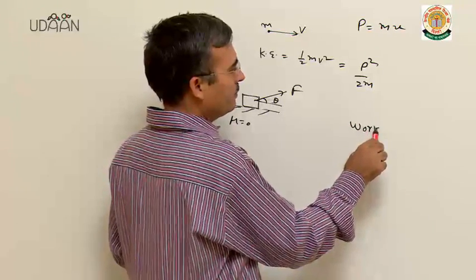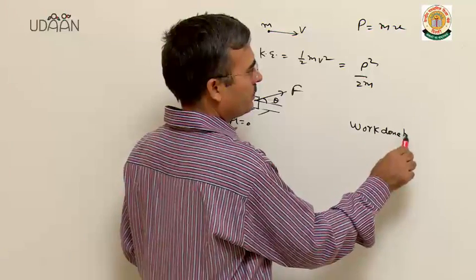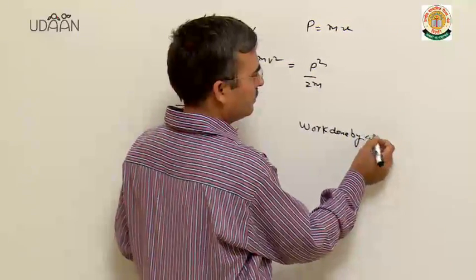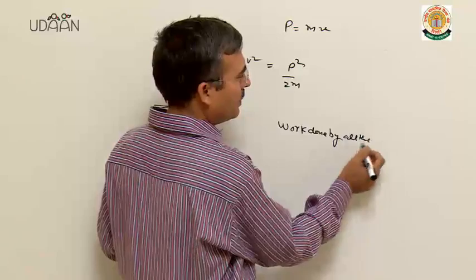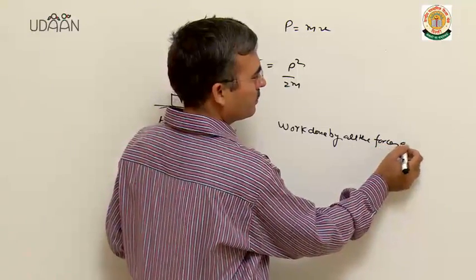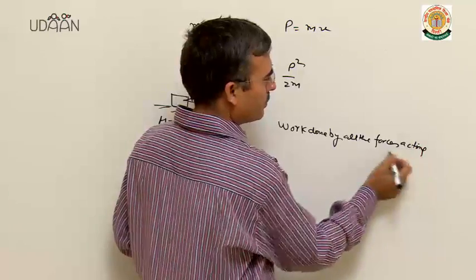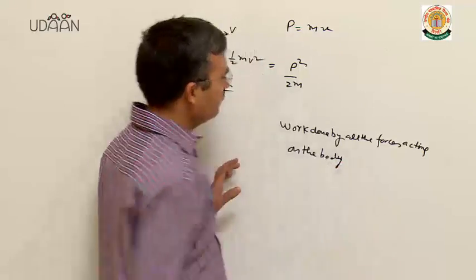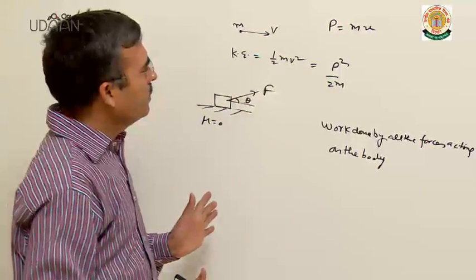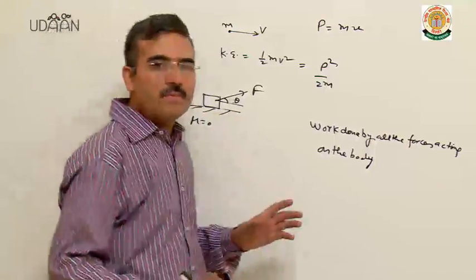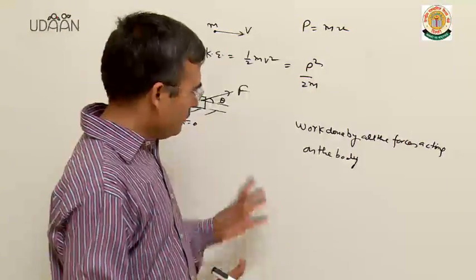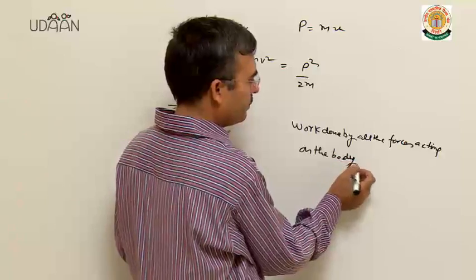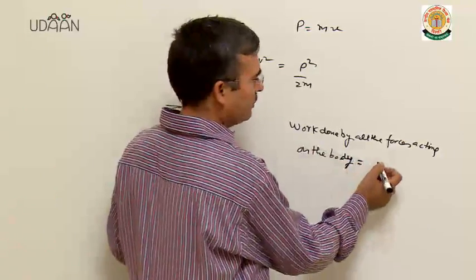work done by all the forces acting on the body, सभी का एल्जेब्रिक सम, कुछ वर्क पॉजिटिव आएंगे कुछ नेगेटिव आएंगे, सभी का एल्जेब्रिक सम सभी वर्क्स का, that will be equal to change in kinetic energy of the body.